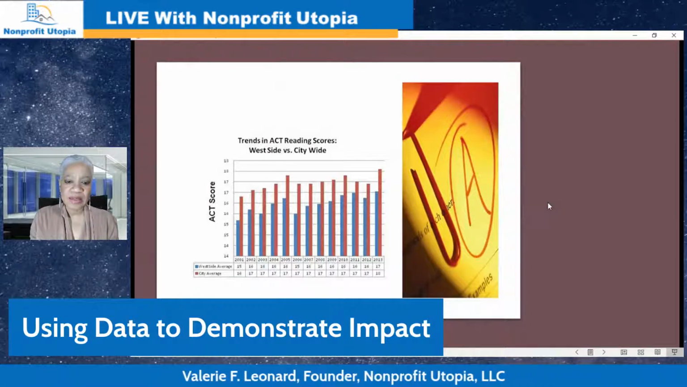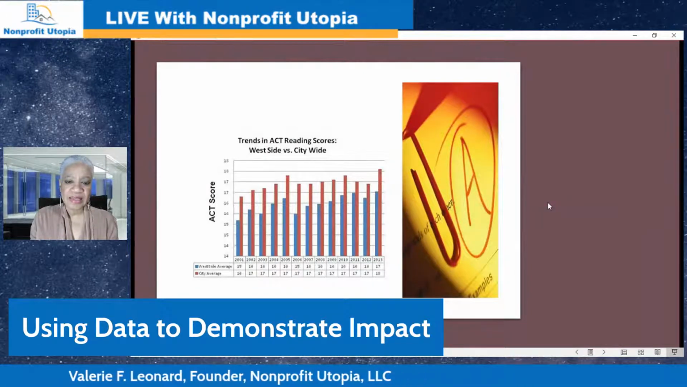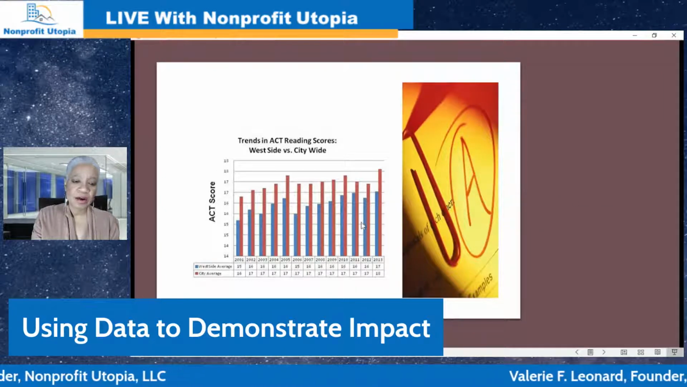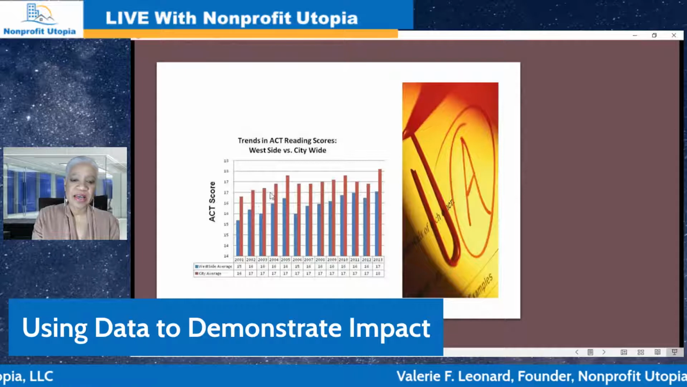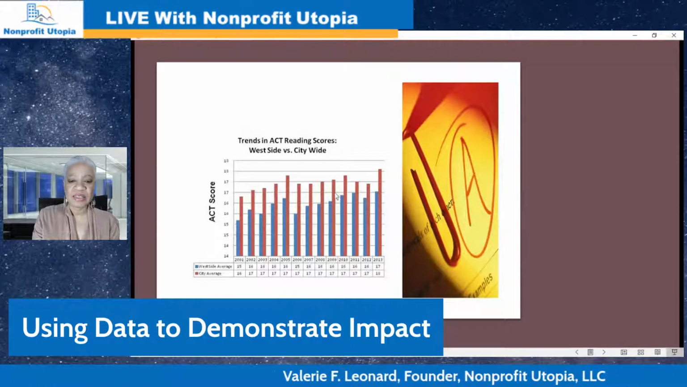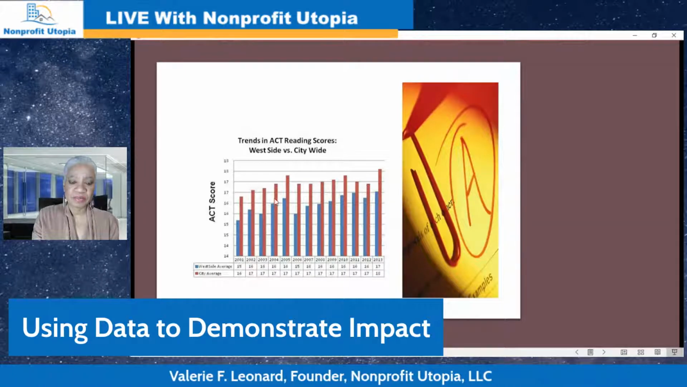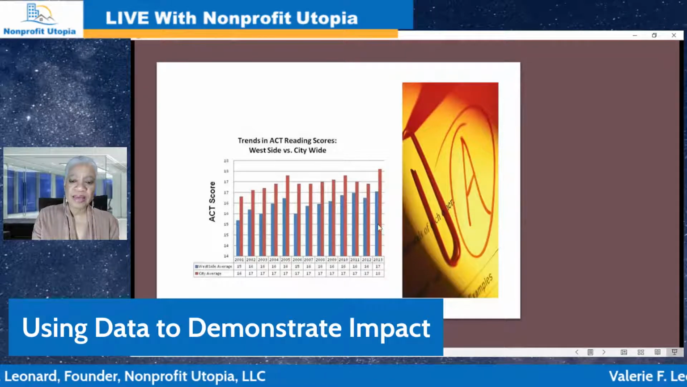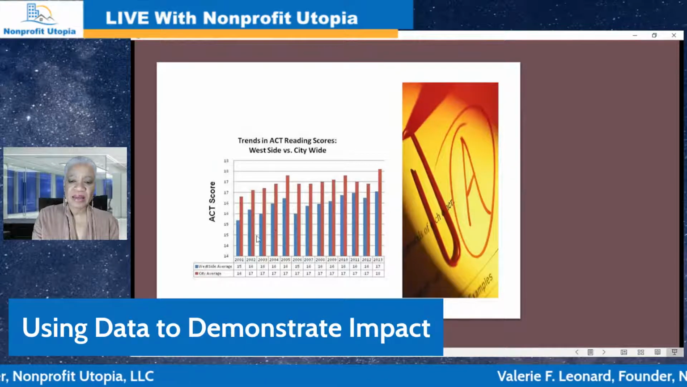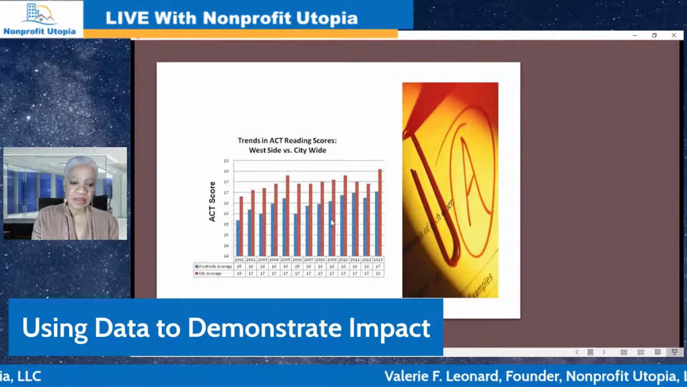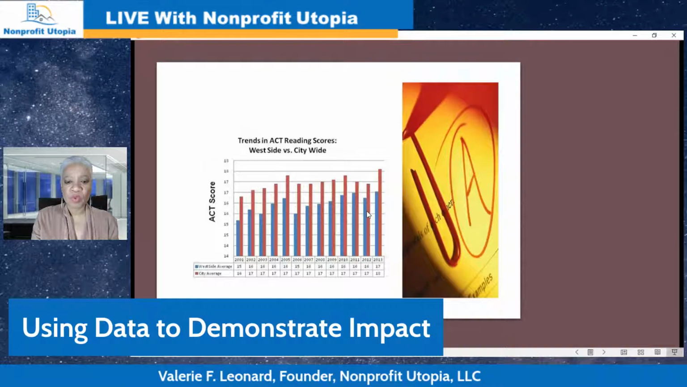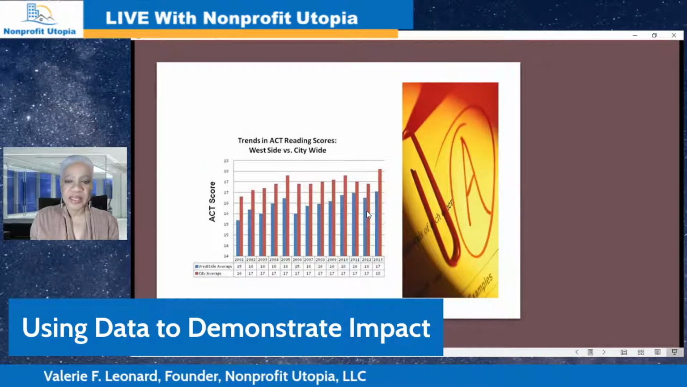And then when we look at the trends in the ACT reading scores, the blue is for Chicago West Side averages, and the red is for the city averages. So you can see that they both are moving in the same direction, but generally speaking, the West Side ACT scores were lower than citywide.